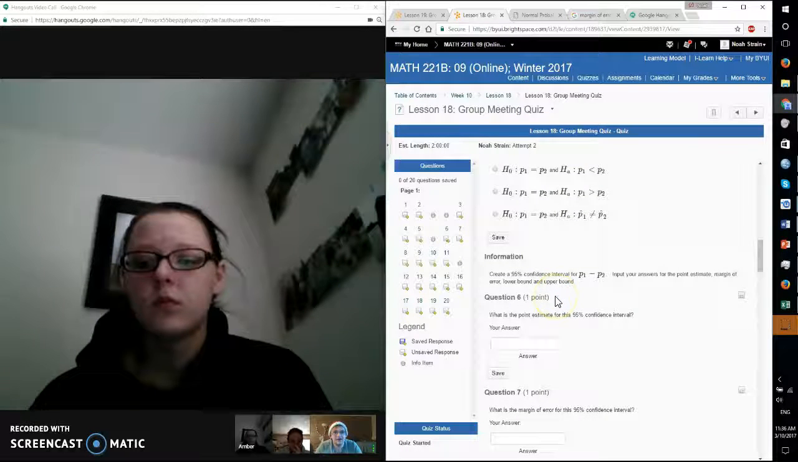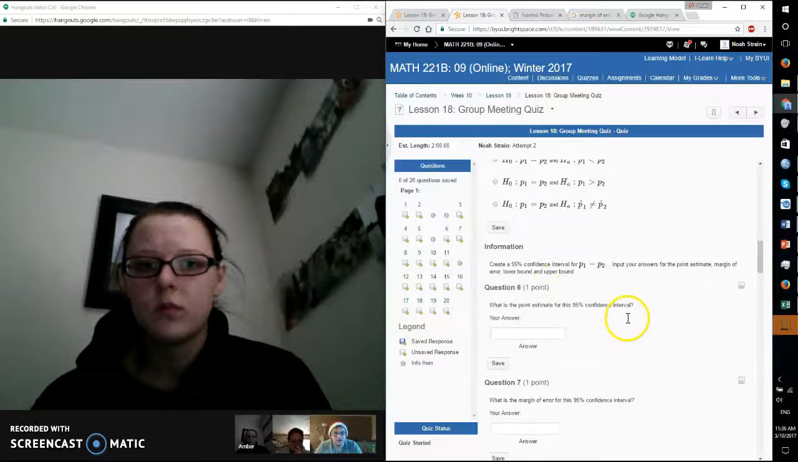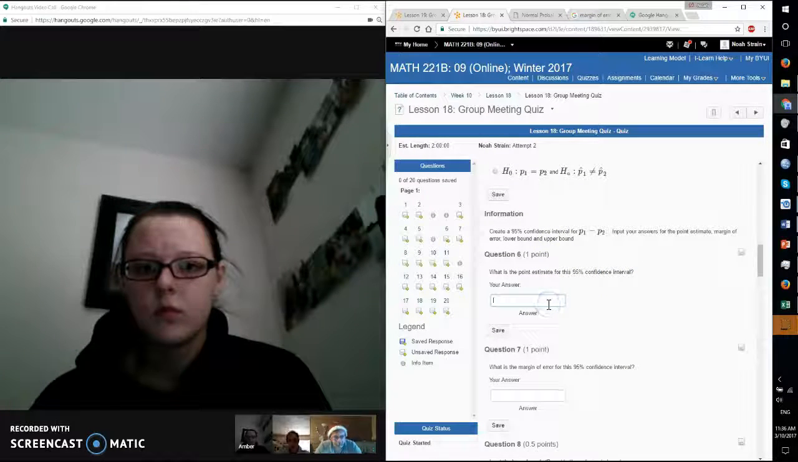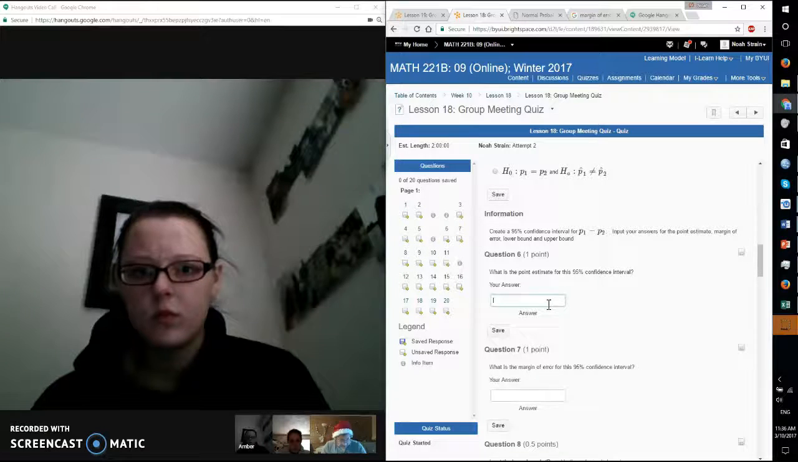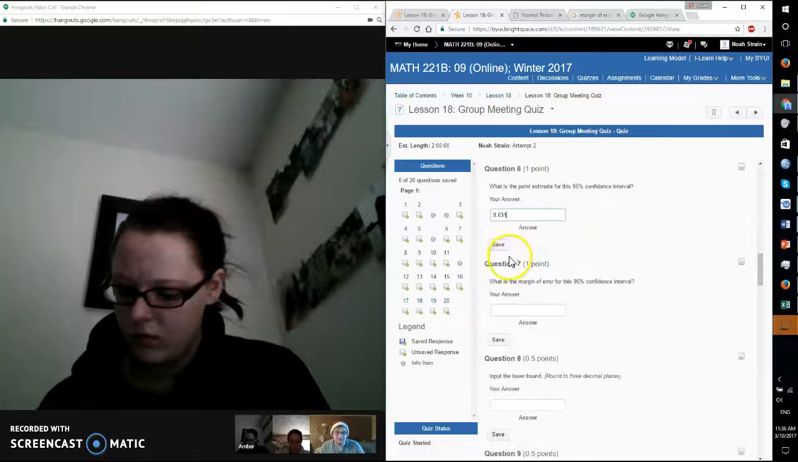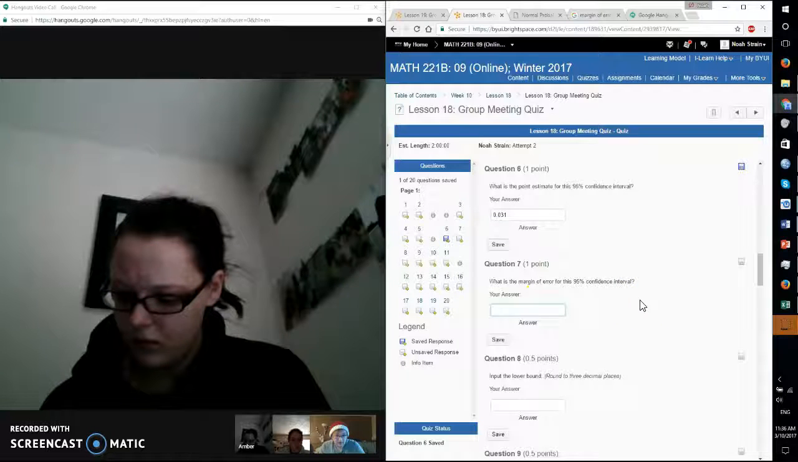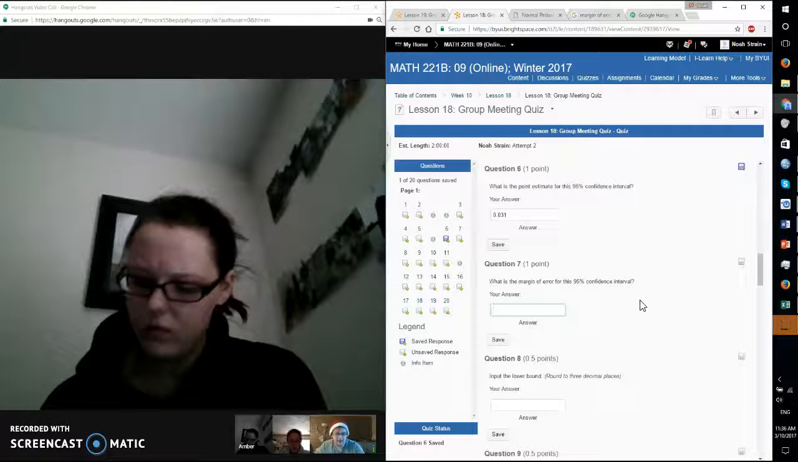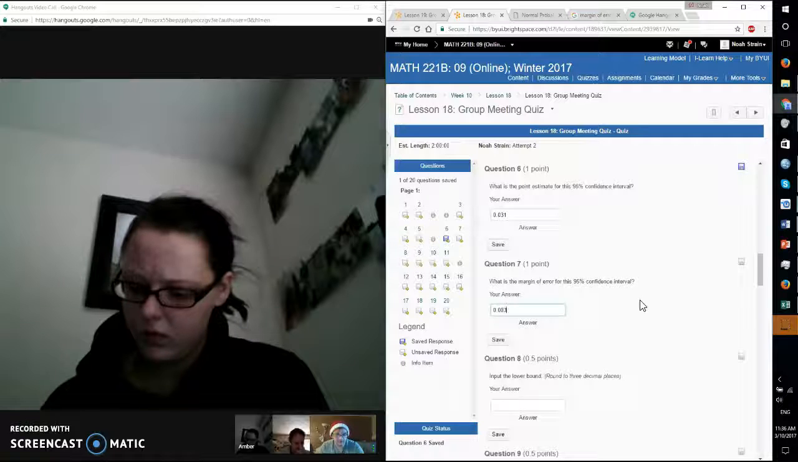So create a 95% confidence interval for P1 minus P2. And so what is the point estimate? Well, our point estimate is p hat 1 minus p hat 2, which comes out to be 0.031. So they're pretty similar. And the margin of error for this, using our formula, we get 0.003.